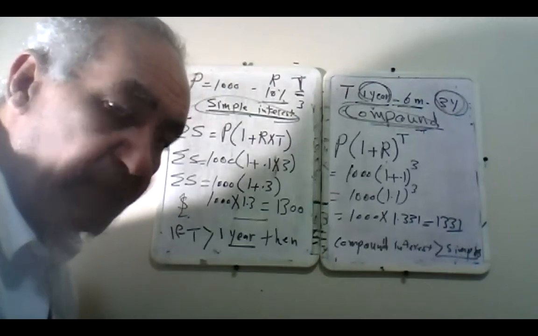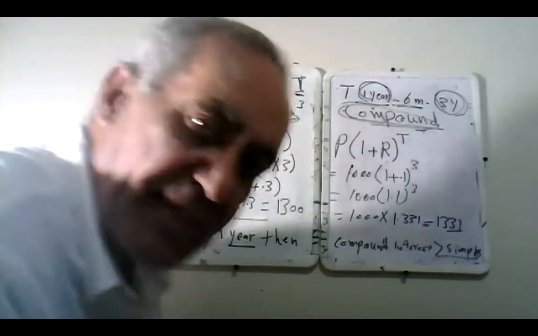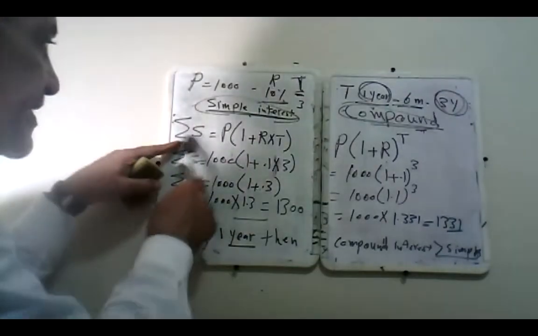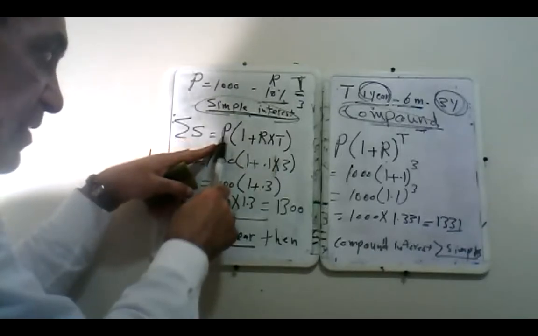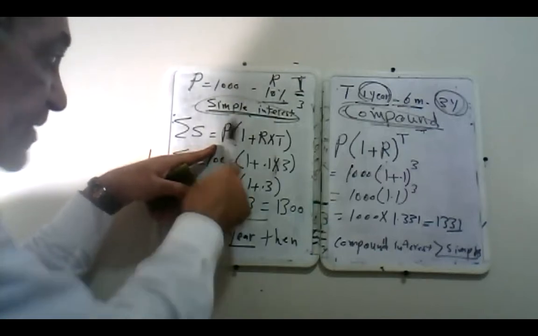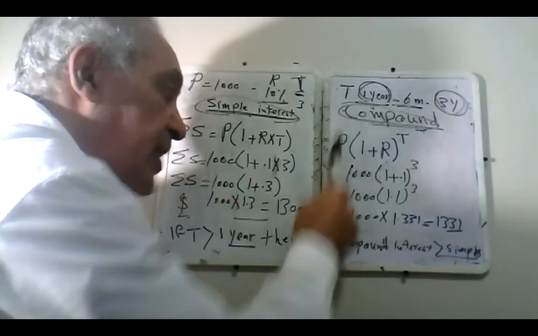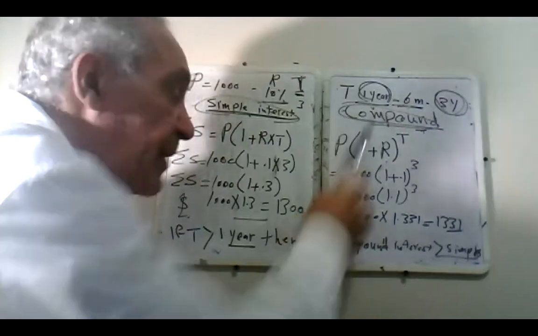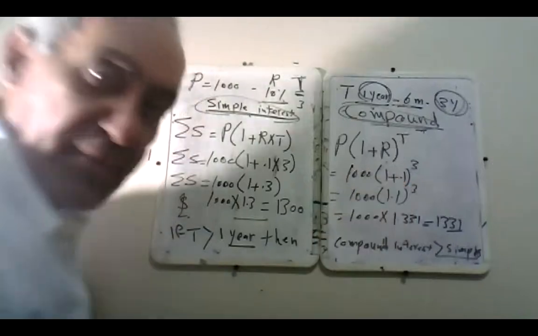So this is about today's example. Today we talked about simple interest. This is the law of the simple interest: the sum of the future will be the principal, the present value, multiplied by 1 plus r times t, where r is the rate and t is the time. But for the compound, it equals the principal multiplied by 1 plus r, the rate, to the power of the time.